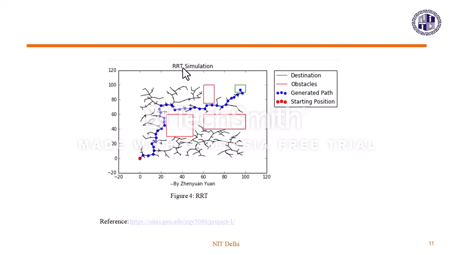Here is the simulation, RRT simulation. In this graph, we can see that there is a starting point, red rectangles identify the obstacles, and green is the destination.